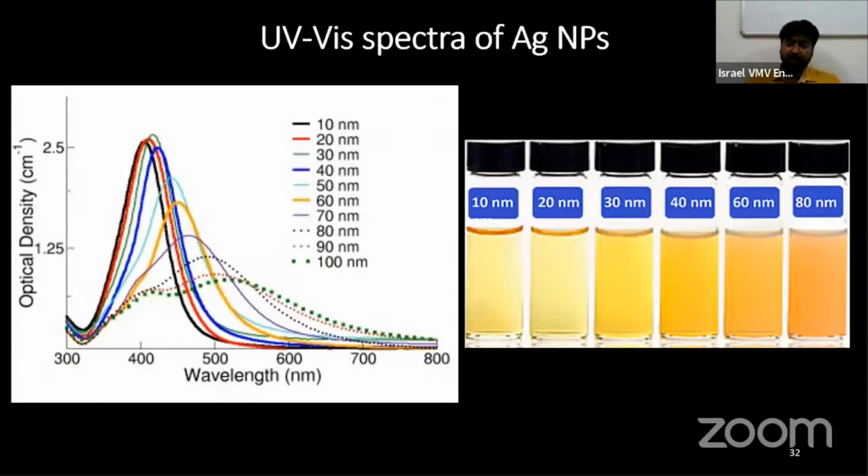This is the UV visible spectra of silver nanoparticles of different sizes. You find that the 10 nanometer size nanoparticle has a yellow color and the 80 nanometer has a red color. You find the absorption spectrum shifting from the shorter wavelength to a longer wavelength when the size is increasing. The absorption band is around 400 nanometer at one end. It moves up to 530 nanometer on the other end. Huge difference in the spectrum, 130 nanometer, just depending on the size.